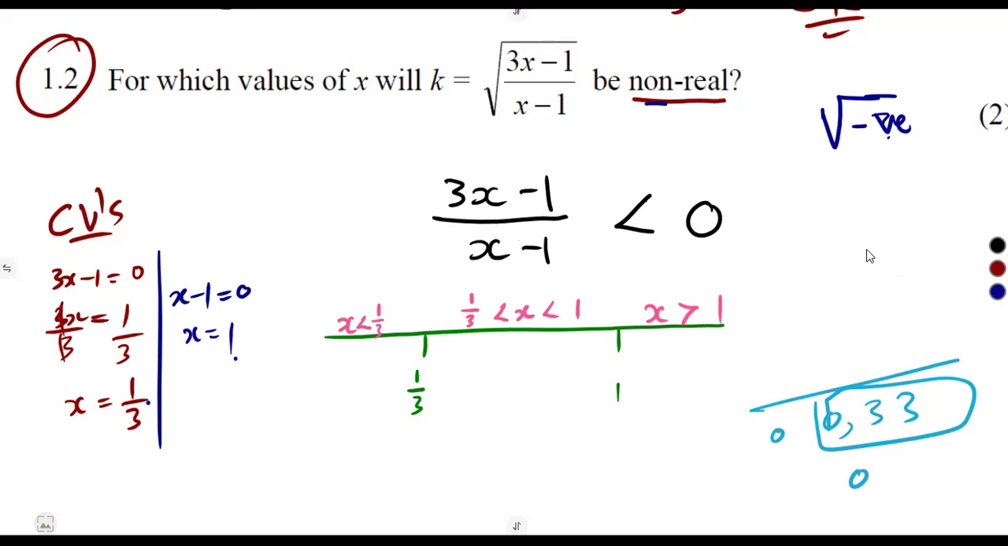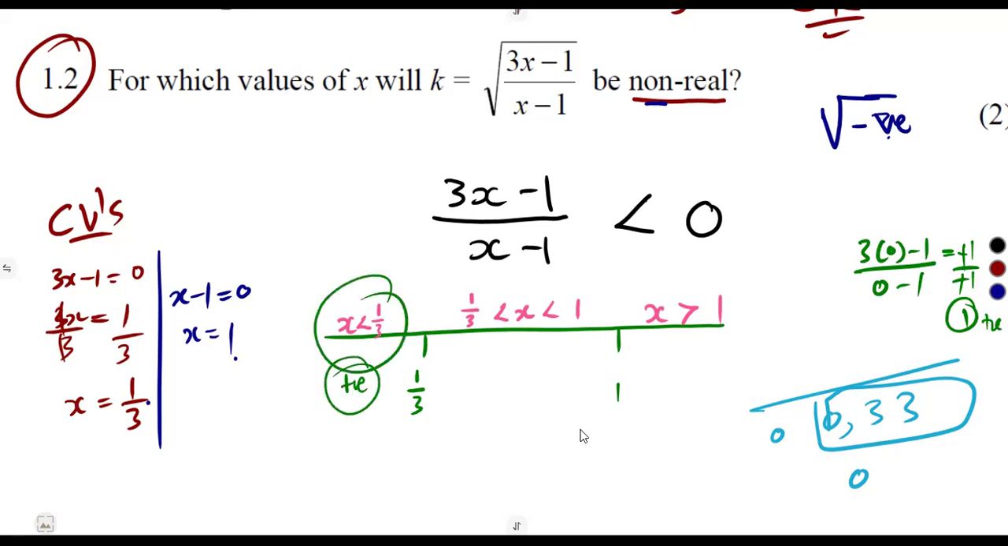So it was going to be 3 into 0 minus 1 over 0 minus 1. That's minus 1 over minus 1, which is a positive 1. So as you can see, guys, we are getting a positive here. For x which is less than a third, we are getting a positive. Here we are saying it's less than 0, it means a negative. This one is totally wrong, so we're going to remove it.